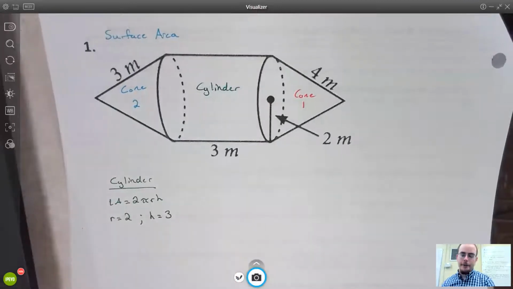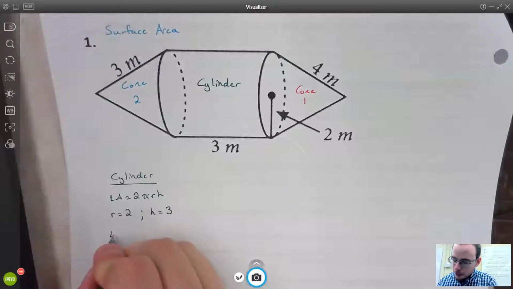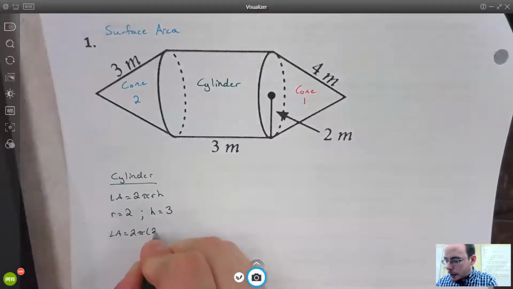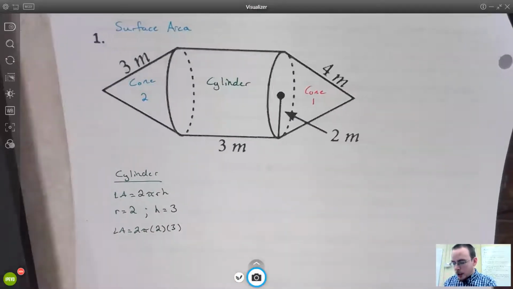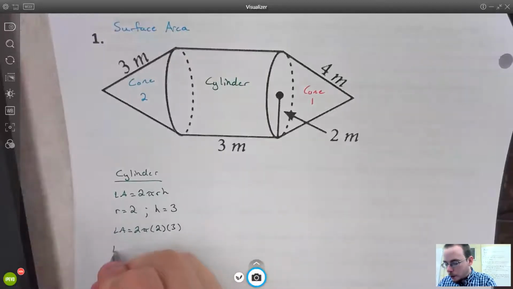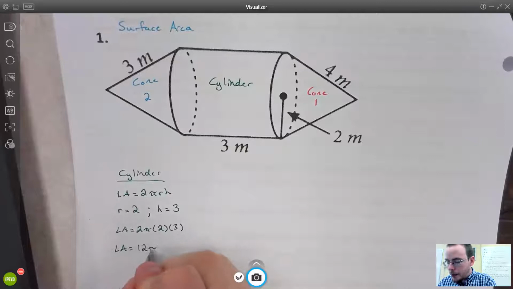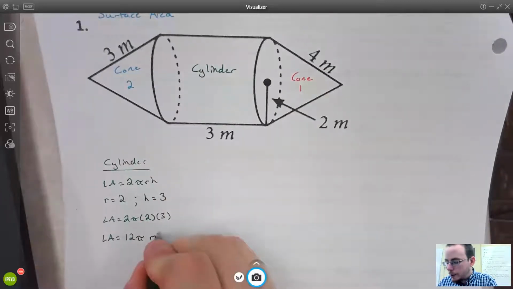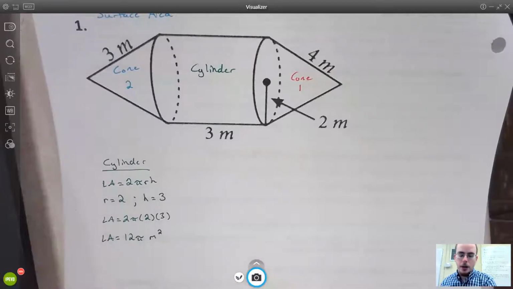We have R, we have H, so we just plug it in. So the lateral area for this is 2 pi times 2 times the height of 3. 2 times 3 gives you 6, 6 times 2 gives you 12, and you drop down the pi with it. So the lateral area for the cylinder is 12 pi meters squared.